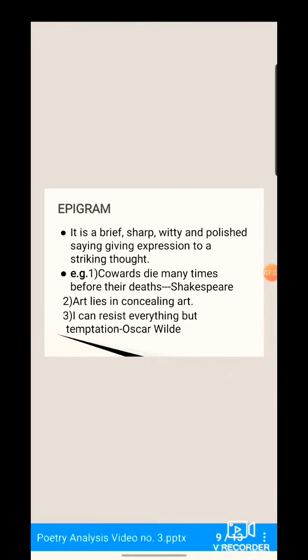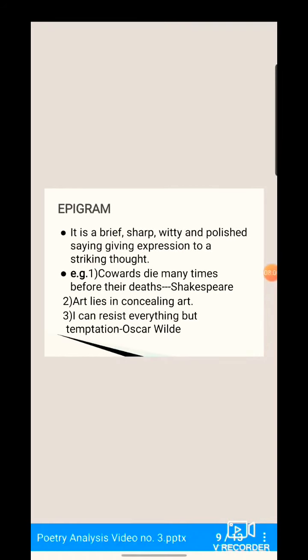Epigram. Epigram is a brief, sharp, witty and polished saying giving expression to a striking thought. In other words, an epigram is a brief pointed saying frequently introducing antithetical ideas which excite surprise and arrest attention. For example, "Cowards die many times before their deaths." A statement by Shakespeare is a fantastic example of epigram.